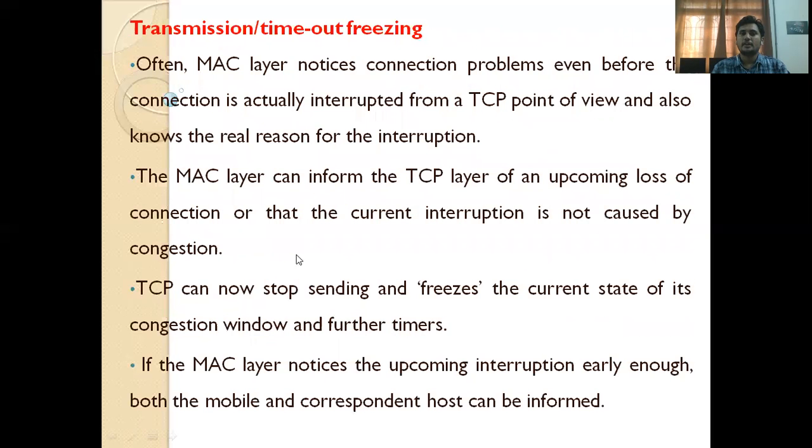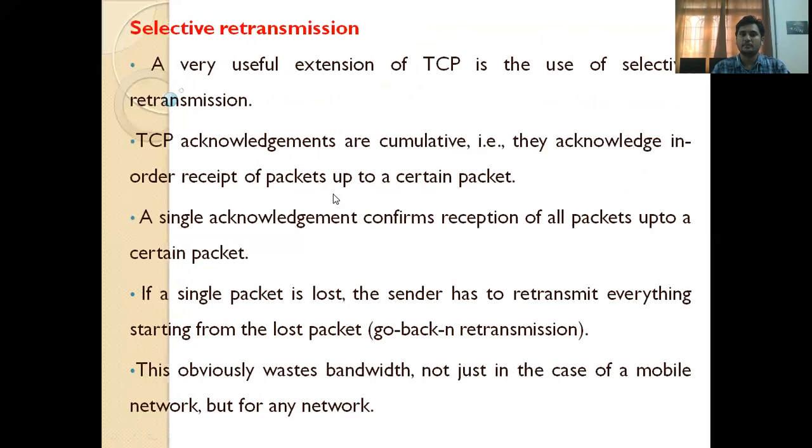Transmission and timeout freezing: the MAC layer notices connection problems even before the connection is actually interrupted from the TCP point of view, and also knows the real reason for the interruption. The MAC layer can inform the TCP layer of the upcoming loss of connection, where the data is lost, or that the current interruption is not caused by congestion. That is transmission and timeout freezing. And the next one is selective retransmission.